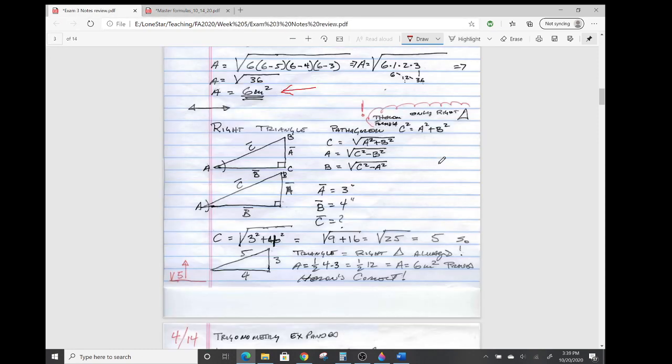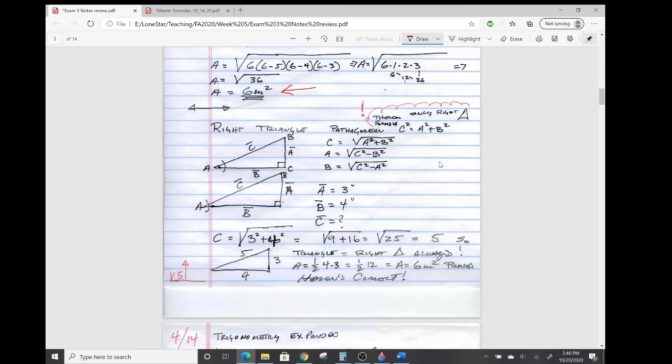All right, so let's play around with this sum. Side A is 3 inches, side B is 4 inches, side C is what? So let's pretend we don't know what it is, okay? Let's just pretend, all right?